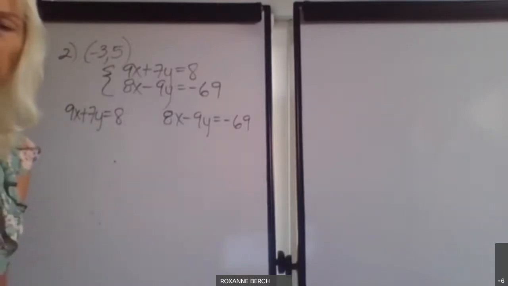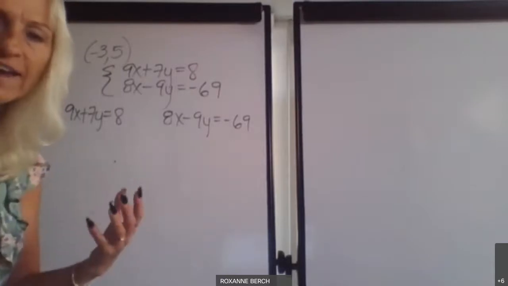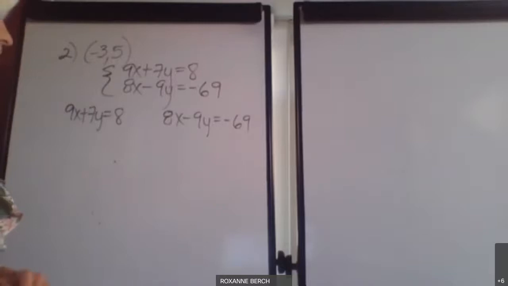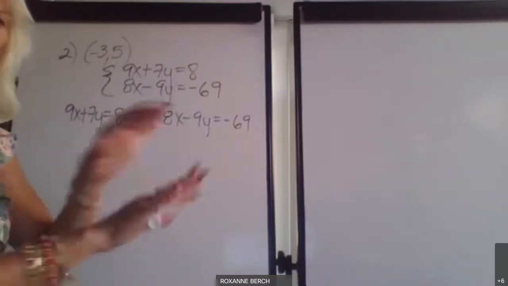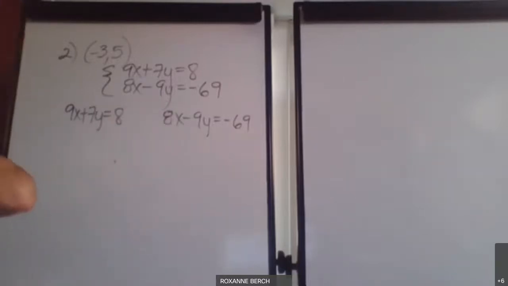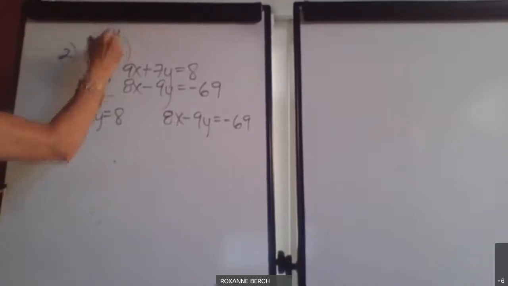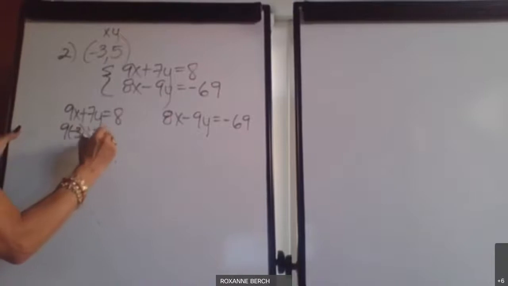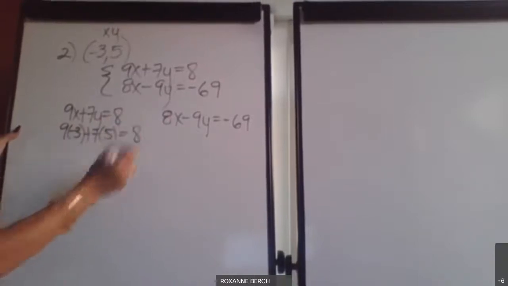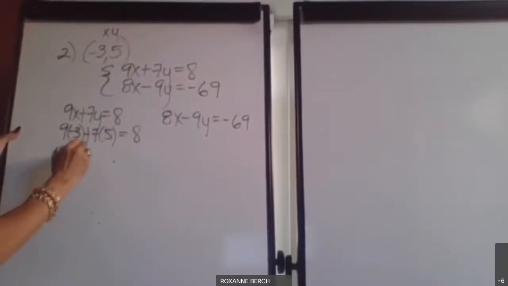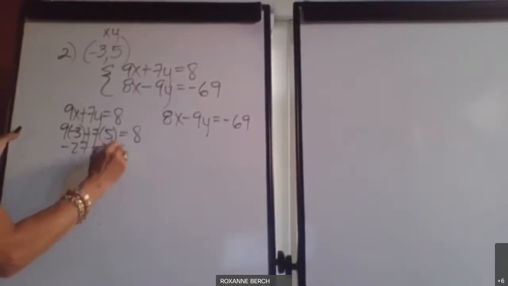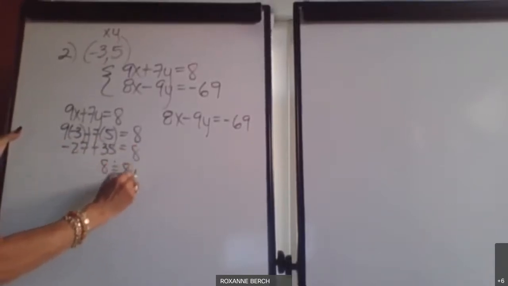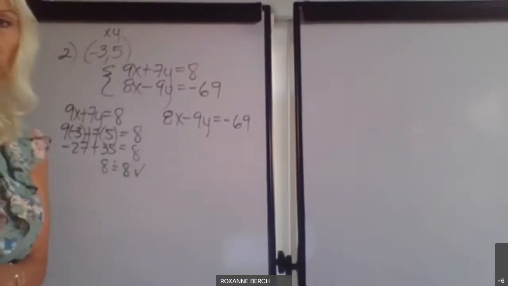Now, what you're actually doing here is verifying, and verifying is a proof. So you're not solving, so you can't move things across the equal sign. You just have to plug in x and y. So this would be 9 times -3 plus 7 times 5. Does that equal 8? Does -27 plus 35 equal 8? 35 minus 27 is 8. So the first one worked. Now that does not mean the second one will work.